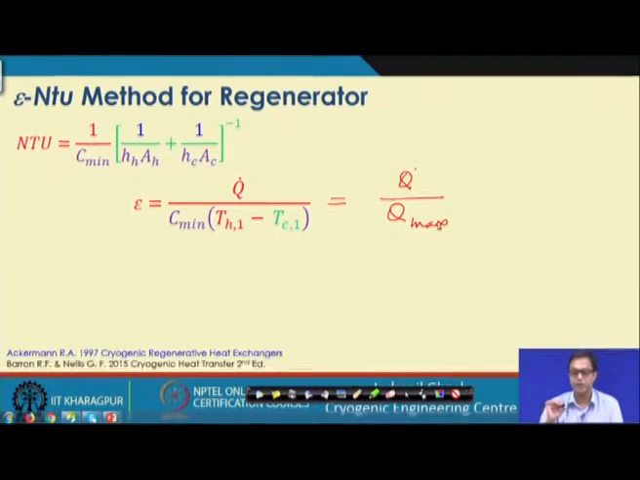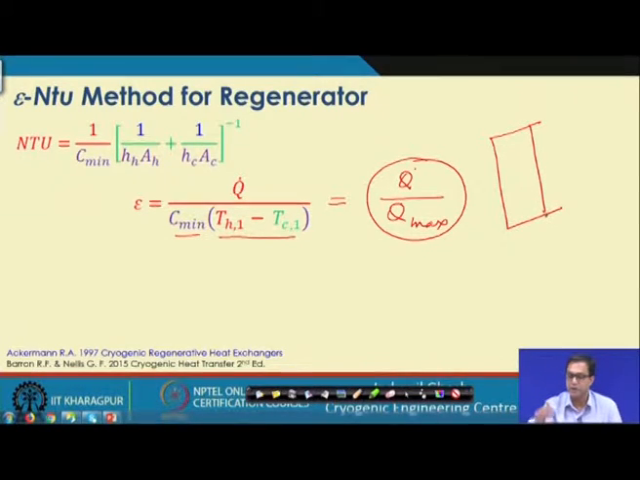So, the maximum heat transfer that is possible, in this case, will be C minimum multiplied by the maximum difference in temperature. This can be correlated like this: in the regenerator, the hot fluid stream is entering at a temperature of TH1, and as time passes this TH2 is dependent on the time.